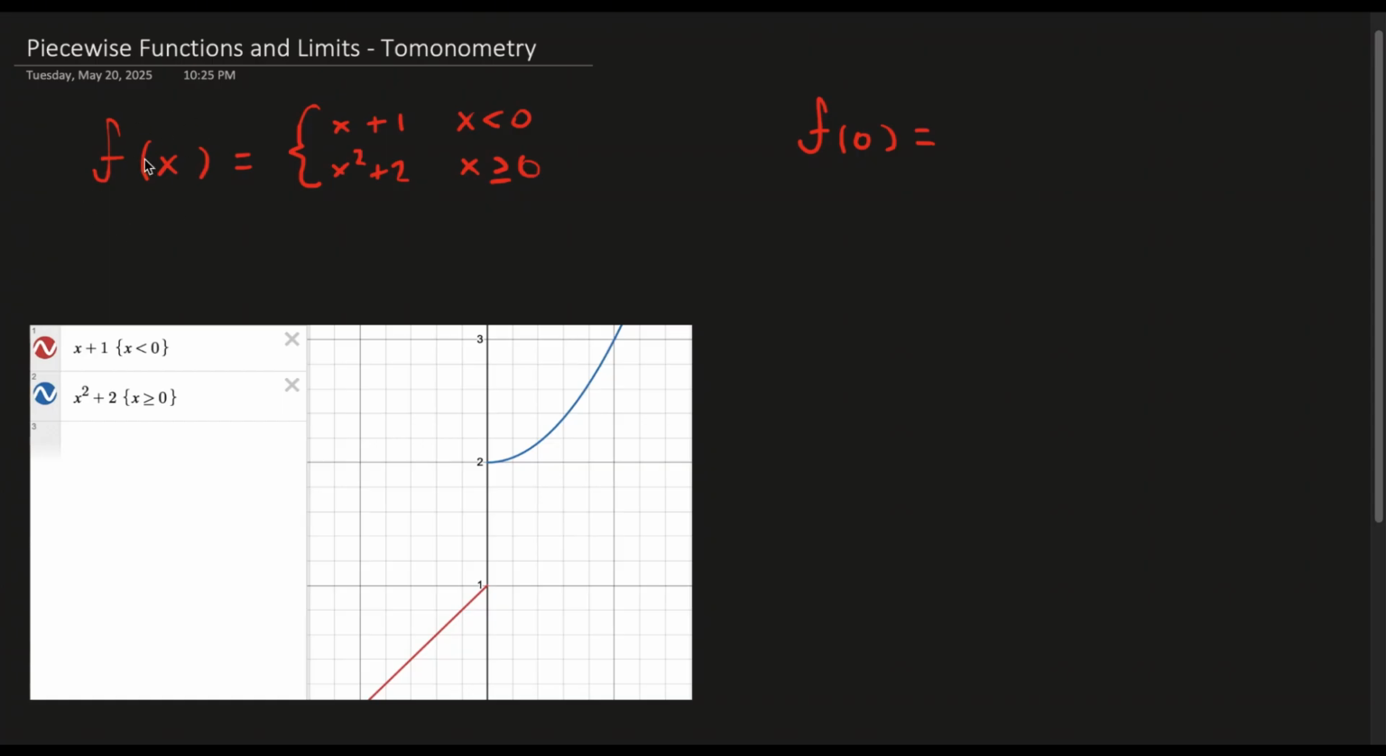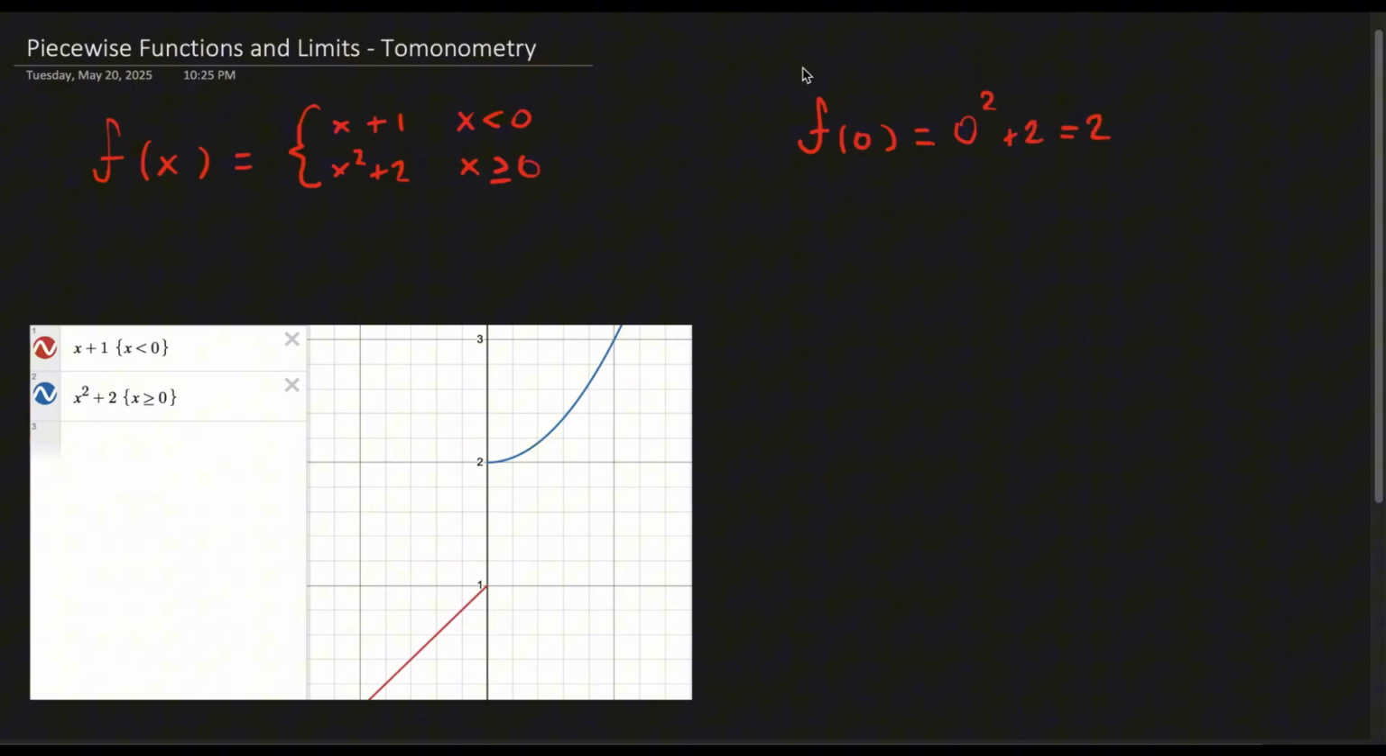So now we're given this different function f of x, which is equal to x plus 1 for all values of x less than 0, so this red function over here, and then x squared plus 2 for all values of x greater than or equal to 0, which is this blue function over here. So what if we wanted to find something like f of 0? We can't use this one here because it's less than 0, it's not quite equal to it, but we can use this one because it's greater than or equal to. So it's just a matter of plugging in 0 squared plus 2, which is just 2.